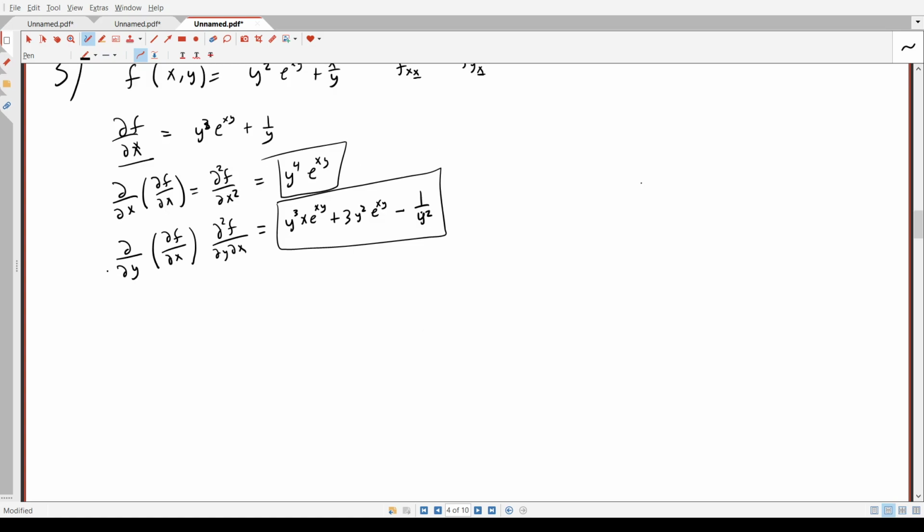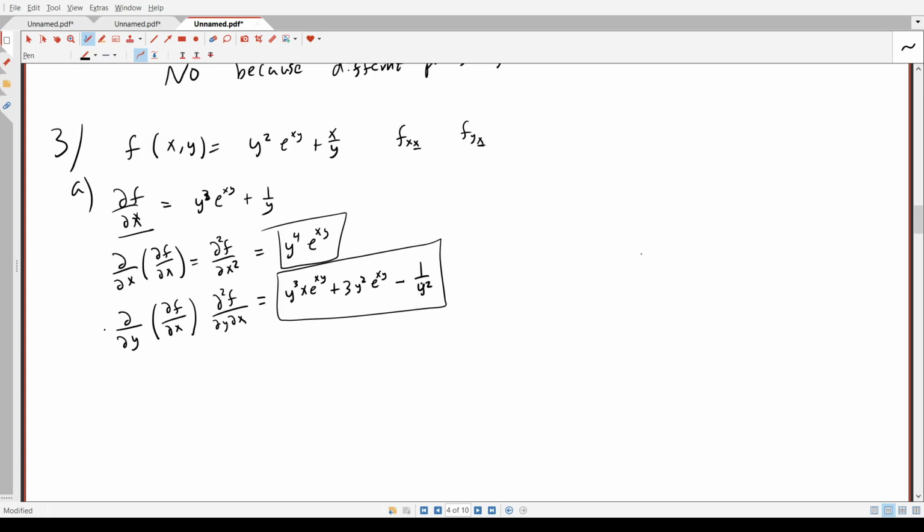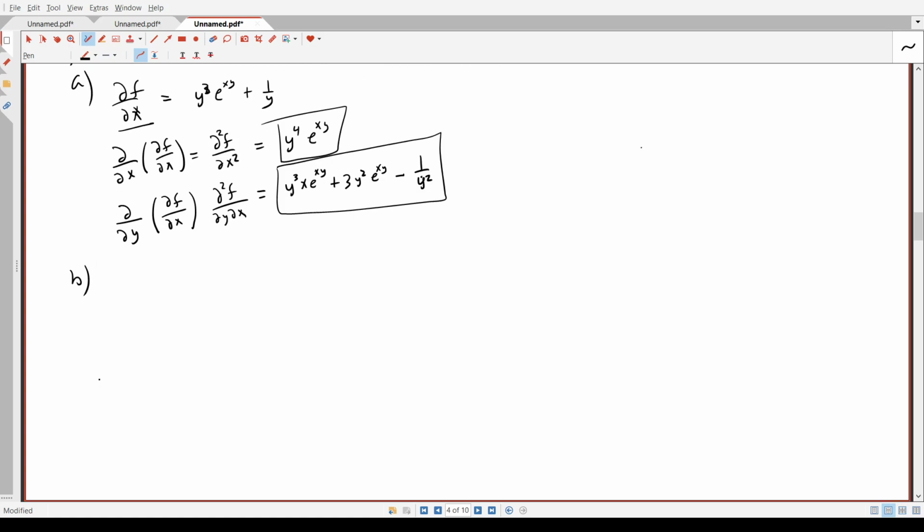Okay, that was part A. Part B, it's going to be z equals ln of the square root of x squared plus y squared. And it says show x dz/dx plus y dz/dy is 1.